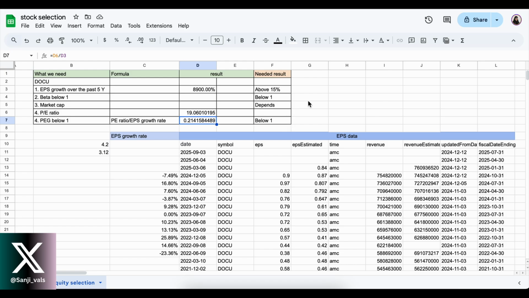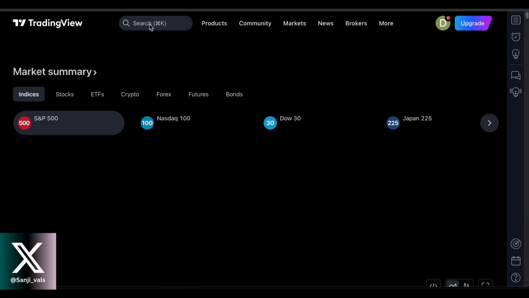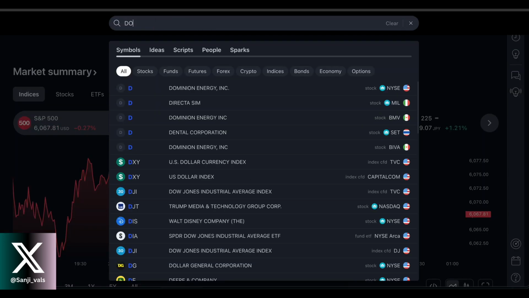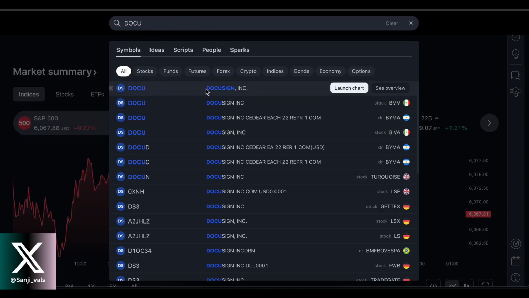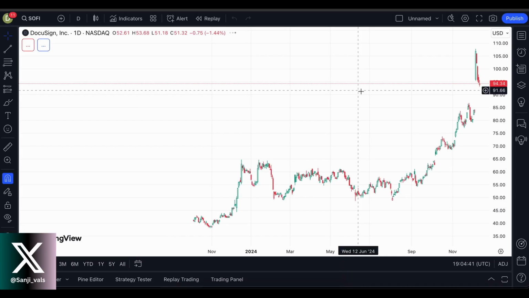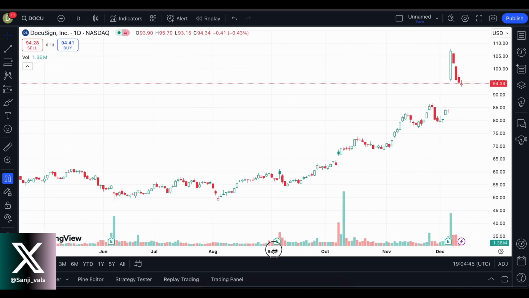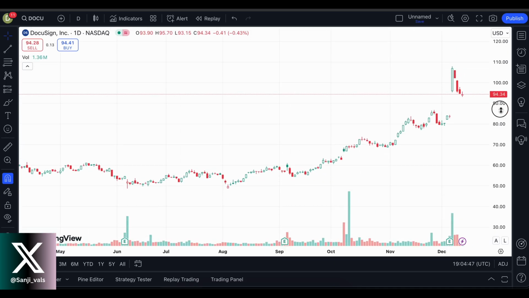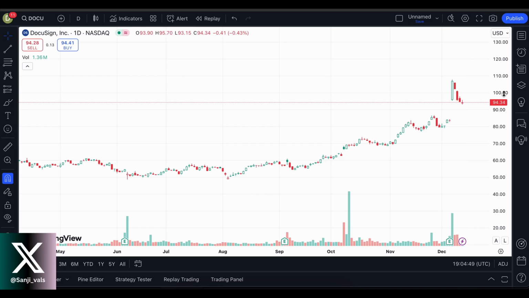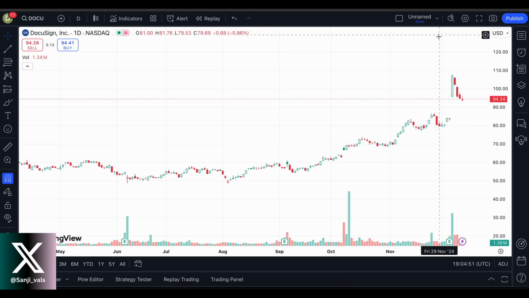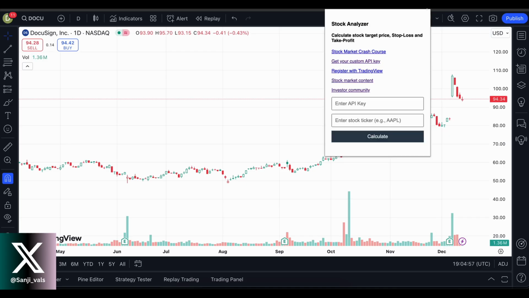The other thing would be to look for the points where you should sell the stock. Just input the stock ticker. We need the Chrome browser to use the Stock Analyzer extension. As you can see, the stock went upwards recently and now it's declining. So download the extension called Stock Analyzer. I will put the link to this extension in the description.